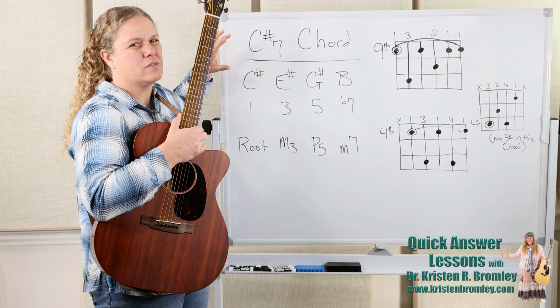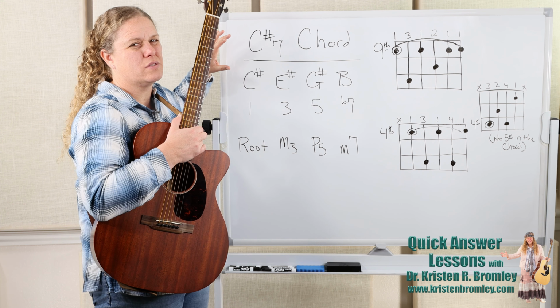C-sharp 7 is a dominant 7th chord. That's a major chord with a flatted 7th. There's other types of 7th chords, and so we're talking specifically about C-sharp 7, which is C-sharp dominant 7th, which would be a long way to say that, or a major chord with a minor 7th. I'll go into a little more detail on that.